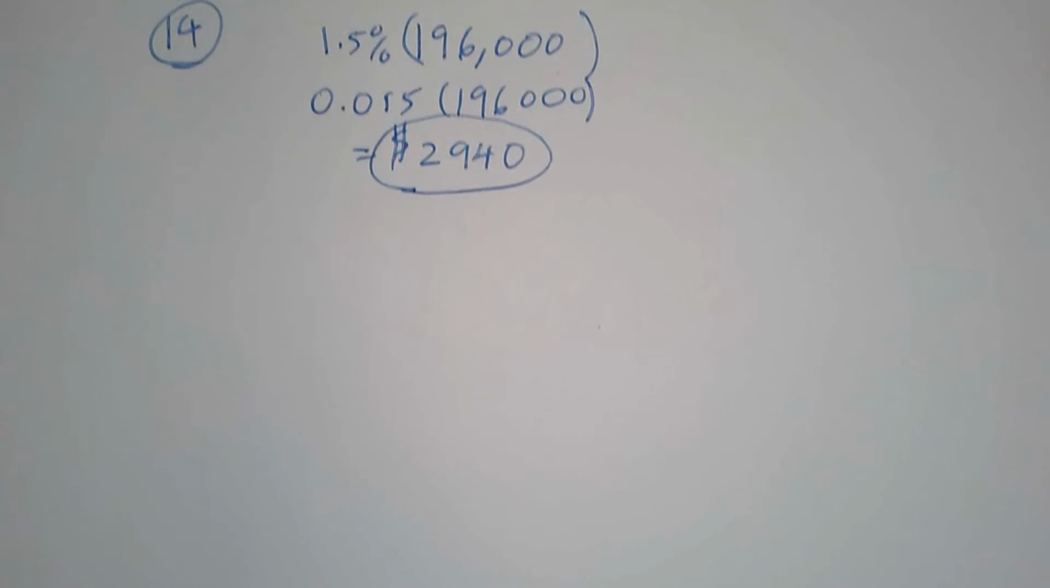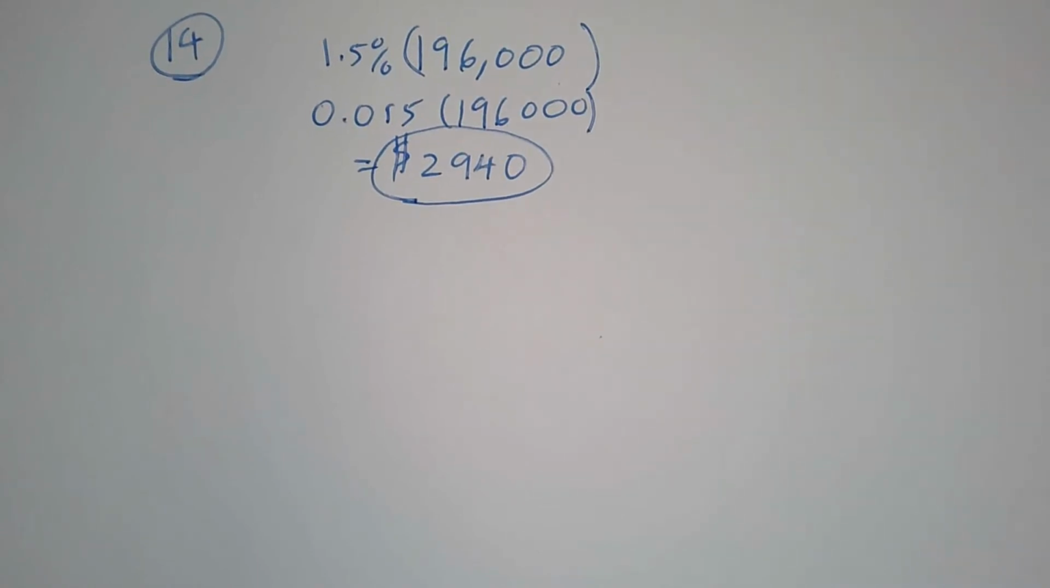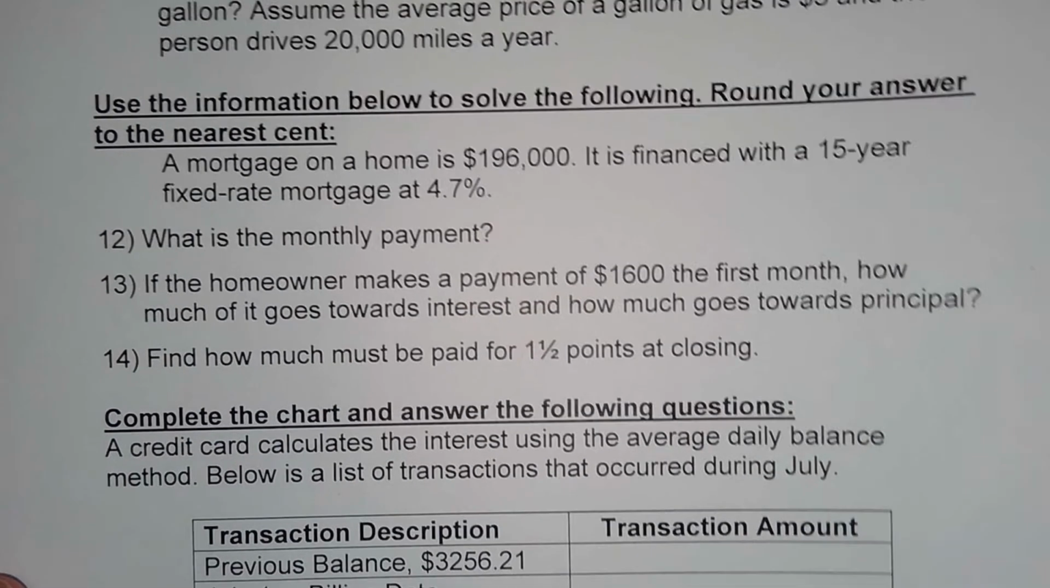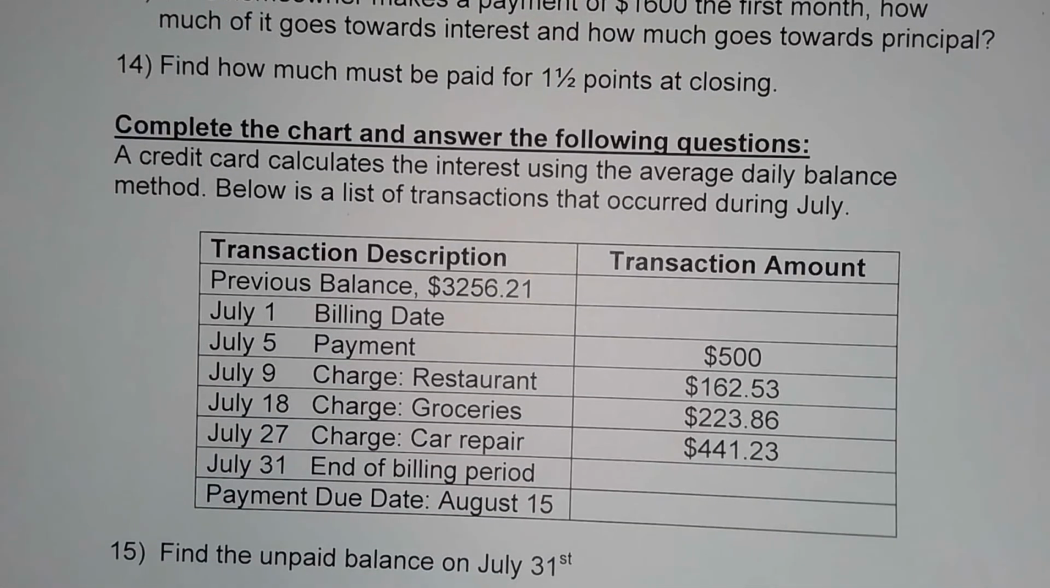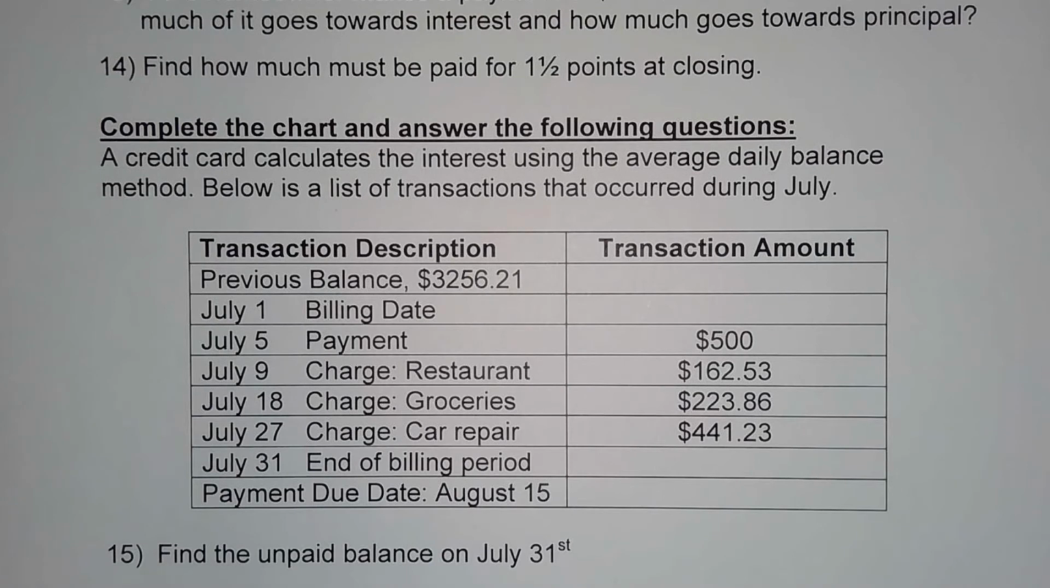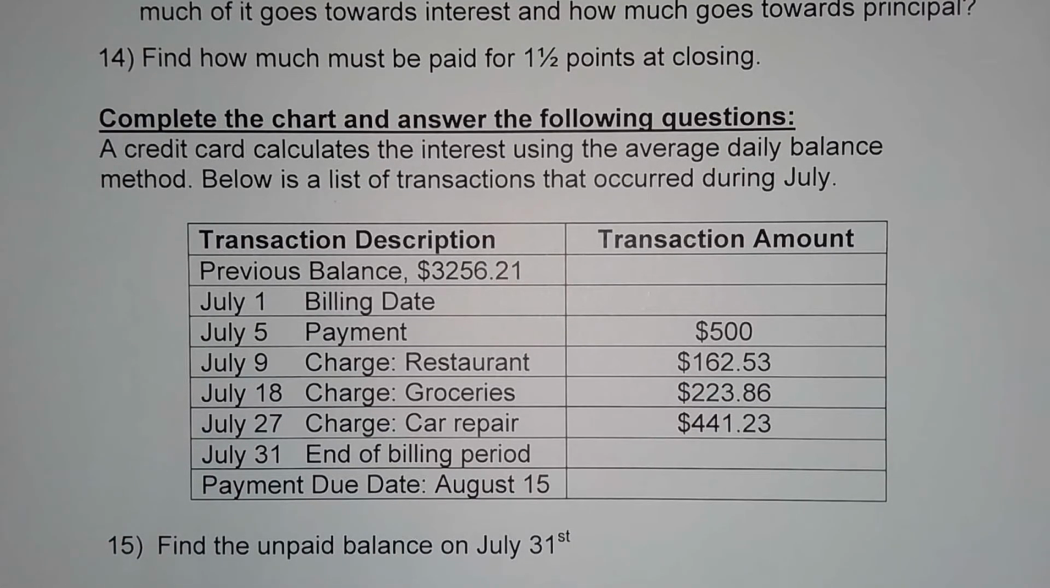All right, let's take a look at number 15. Complete the chart, answer the following questions. A credit card calculates the interest using the average daily balance method. Below is a list of transactions that occurred during July. And we want to find the unpaid balance on July 31st and the average daily balance.